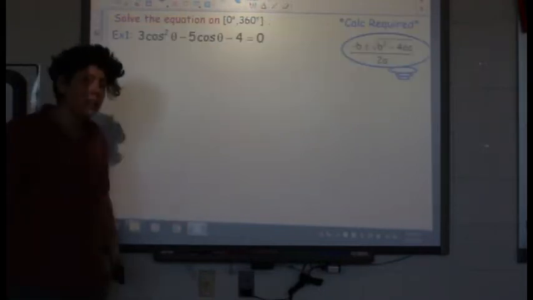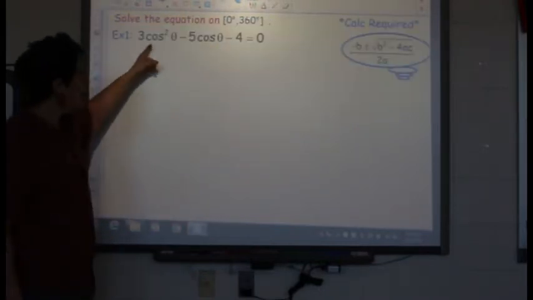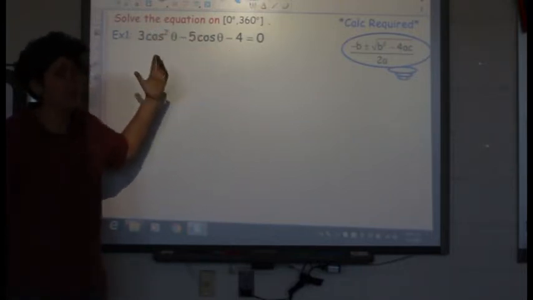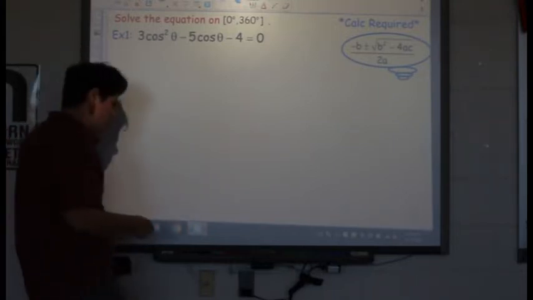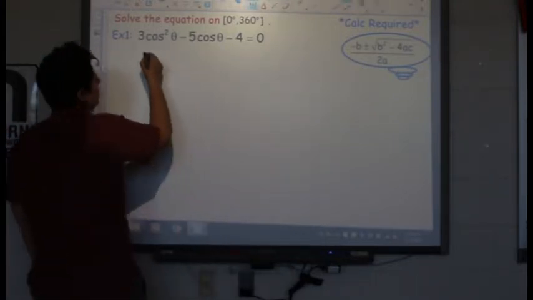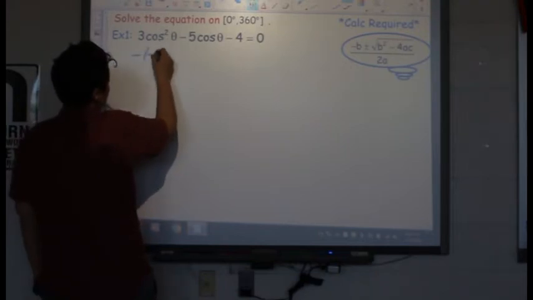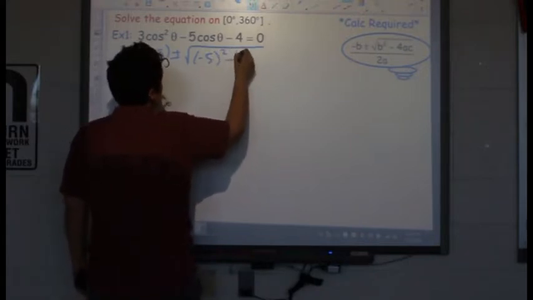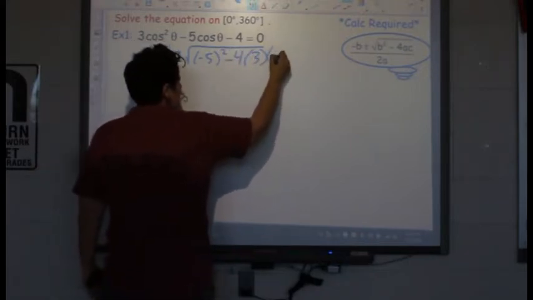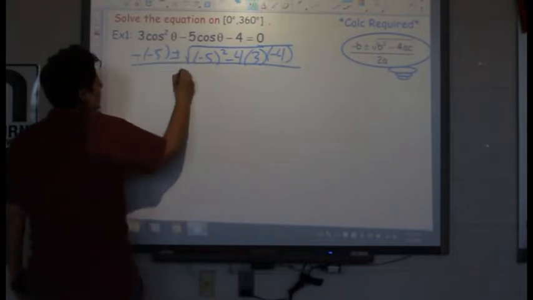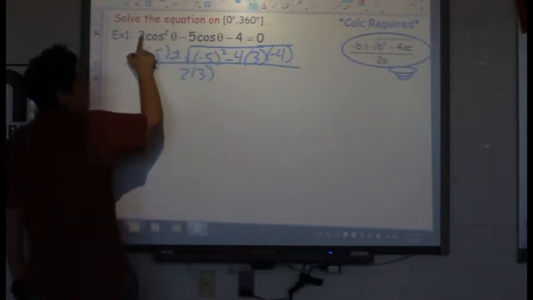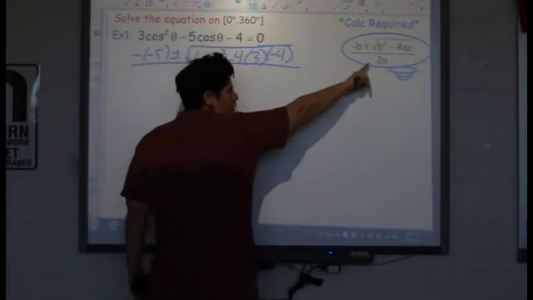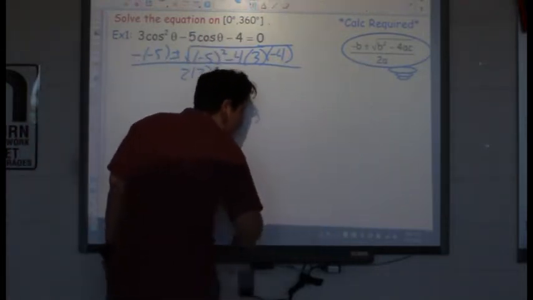And I hope that you've already done your warm-up, which had a similar question: 3x squared minus 5x minus 4. We saw that it wasn't factorable, so we had to do the quadratic formula. So I have negative 5 plus or minus the square root of negative 5 squared minus 4 times 3 times negative 4, all divided by 2 times 3, because your A value is 3, your B value is negative 5, and your C value is negative 4. Your formula is right here if you don't remember it from Algebra 2.